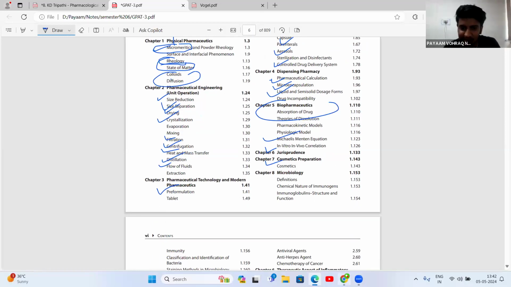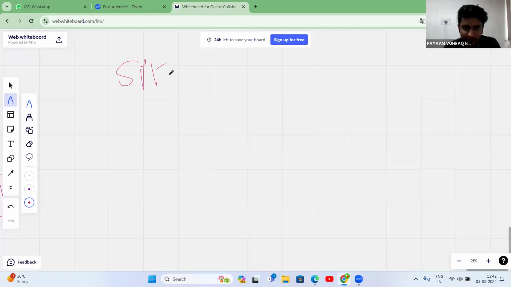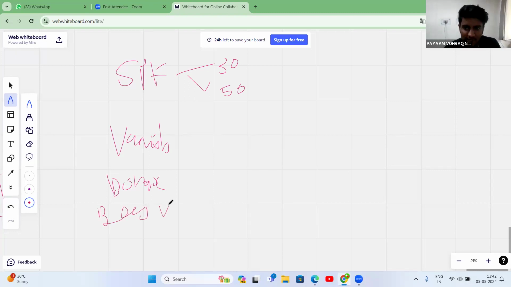Then we have cosmetics. I would suggest you look at the SPF formula. SPF 30, 50. Then you can see vanishing cream versus cold cream. What is the use of borax? What is the use of beeswax? What is the use of stearic acid? Yes, SPF is sun protection factor.